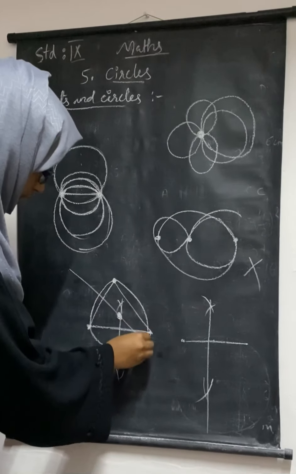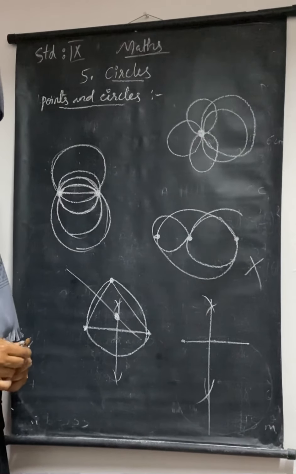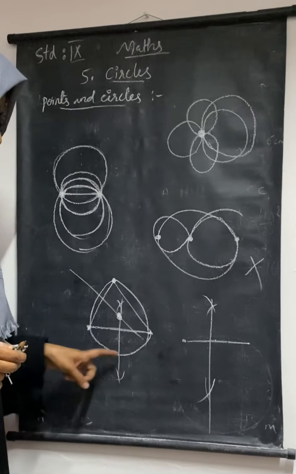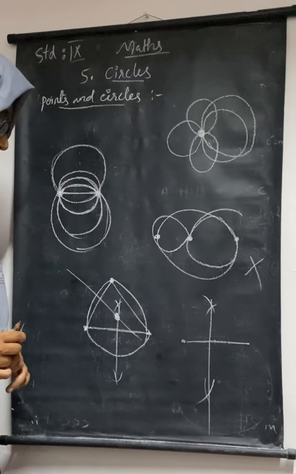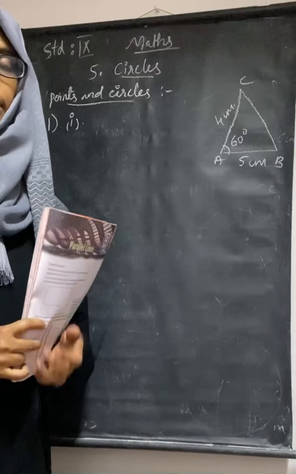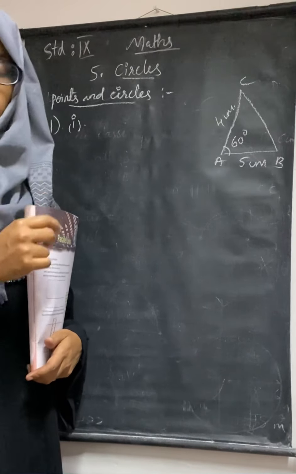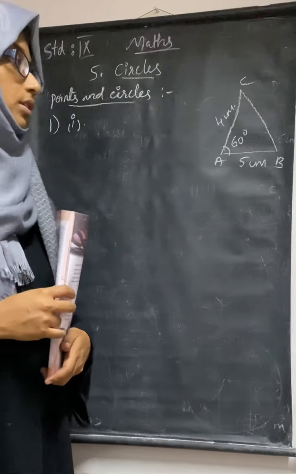So this is very, very important. This is called the circumcircle of the given triangle. Just now we have studied the circumcircle. What do you mean by circumcircle? It is a circle which passes through all the 3 vertices of a triangle.